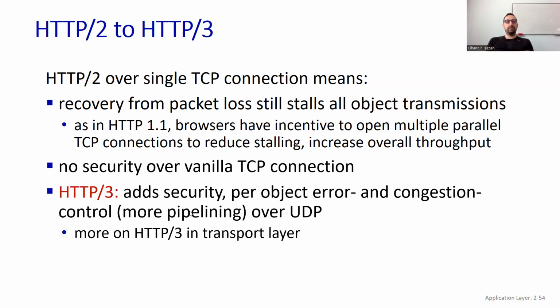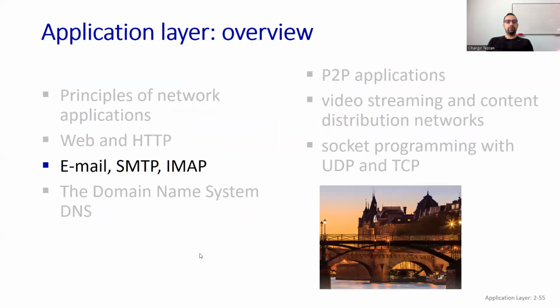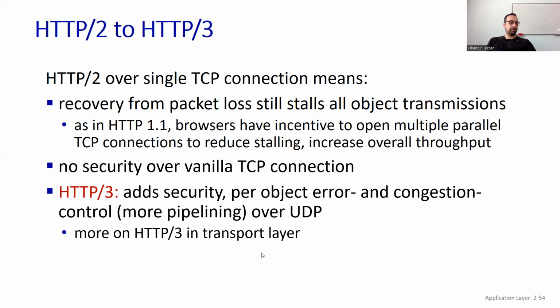So HTTP 3 adds security, per-object error and congestion control, and more pipelining over UDP. Okay, so HTTP 3 will provide more properties, but it will not throw out TLS in terms of security. So we will talk about it more in the transport layer.